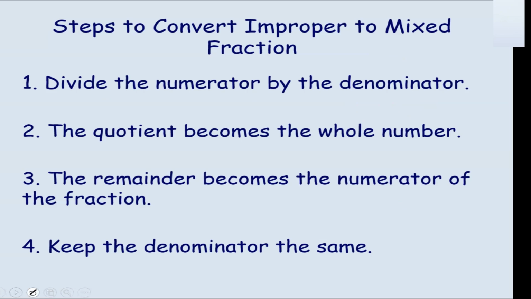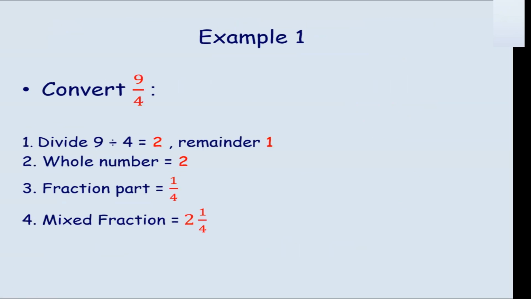For example, let's take 9 by 4 as an improper fraction. The first step is we divide 9 by 4. The closest number in the table of 4 to 9 is 8. So 4 times 2 is 8. When we subtract it, we get a remainder of 1. Hence, how do we write 9 by 4 as a mixed fraction?